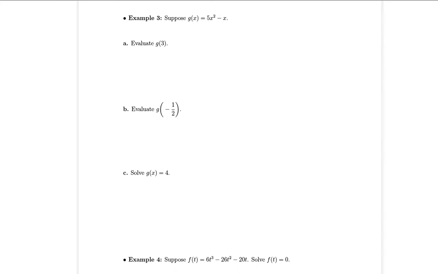We're now going to turn our attention to evaluating functions and solving functions where we have an equation to actually work with. Now what we're going to do is look at a lot of different types of functions, most of which you probably have been exposed to in a previous algebra class.